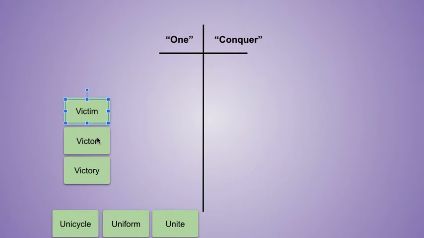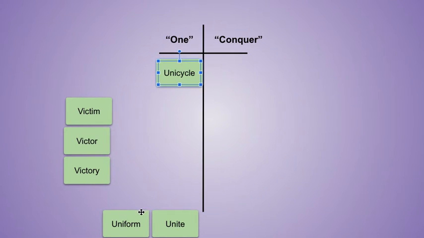Well, let's see, victor and victory, those meant winning, victim meant losing, so it must have something to do with out of one or conquer. I think probably conquering makes more sense. Maybe I don't know what conquer means, so I'm not sure about that, so maybe I'll go to unicycle. Well, a unicycle is a bike with one wheel. Uniform, that's when everyone wears one thing. They're all wearing the same thing. And unite is when lots of groups come together to form one group. So I hear the word one a lot with those definitions. So I'm going to match those with the word one.